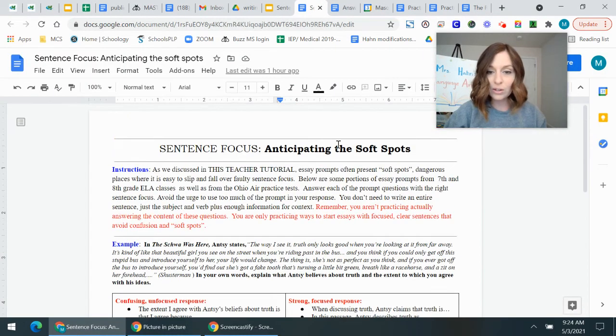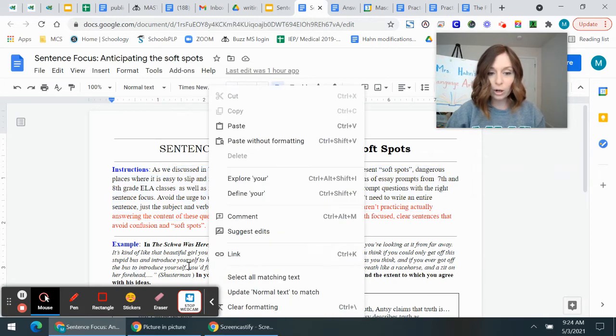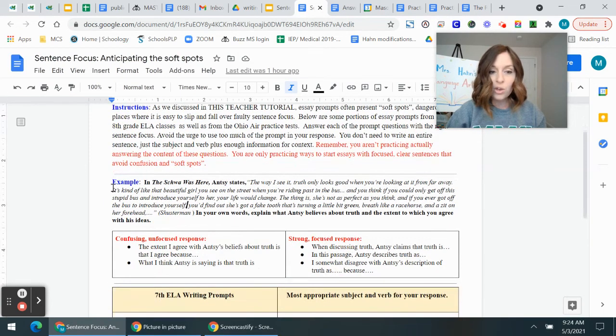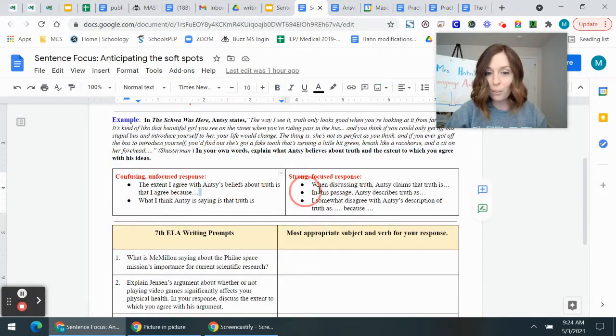So this is what the activity looks like. I'll let you read these instructions on your own later, but I'm going to quickly show you what we're going to do. Here's a quote from the book The Schwa Was Here, and then the same question: in your own words, explain what Ansi believes about truth and the extent to which you agree with his ideas. Just to refresh your memory, I've got the examples here that I went through in the video.